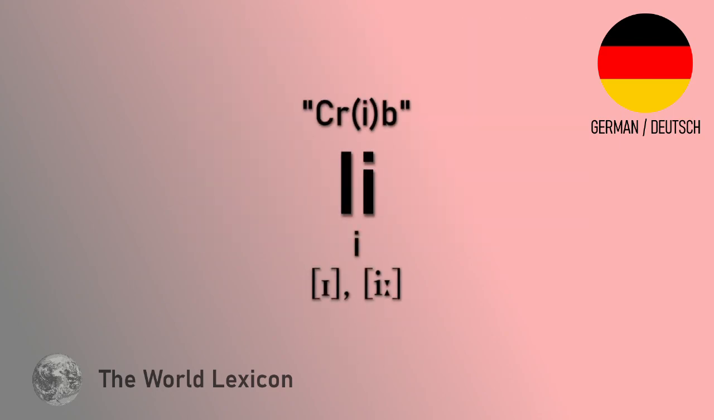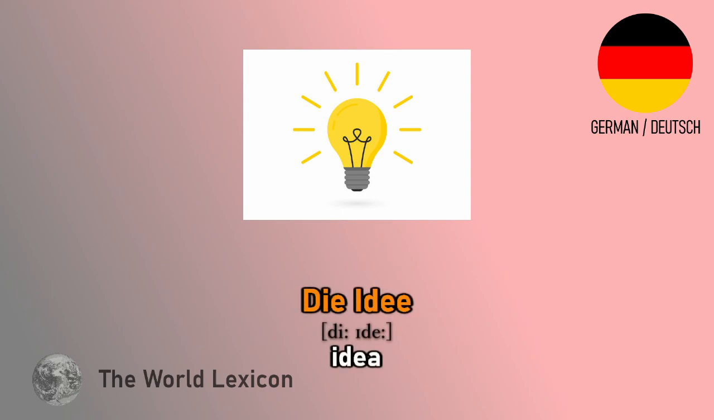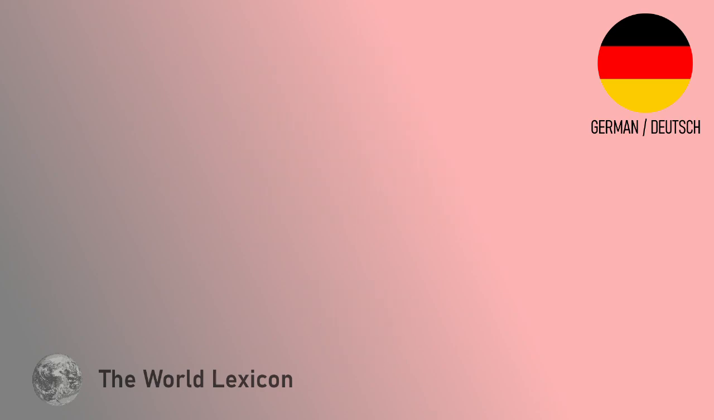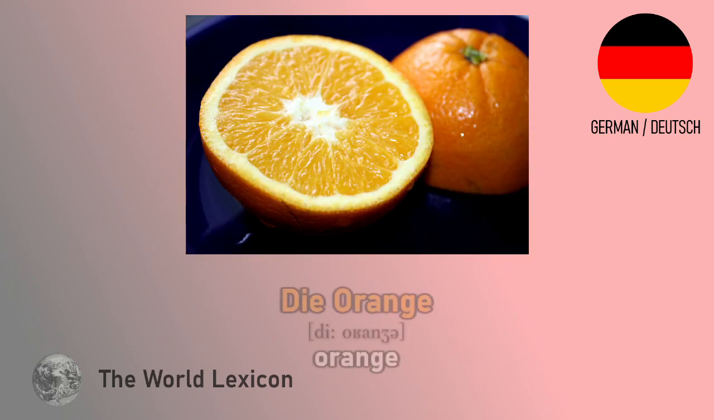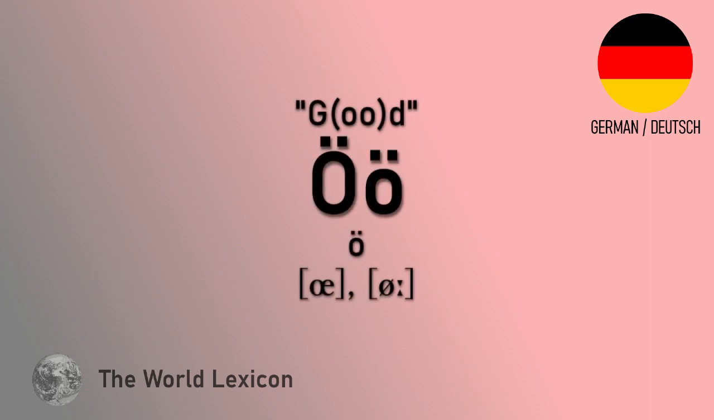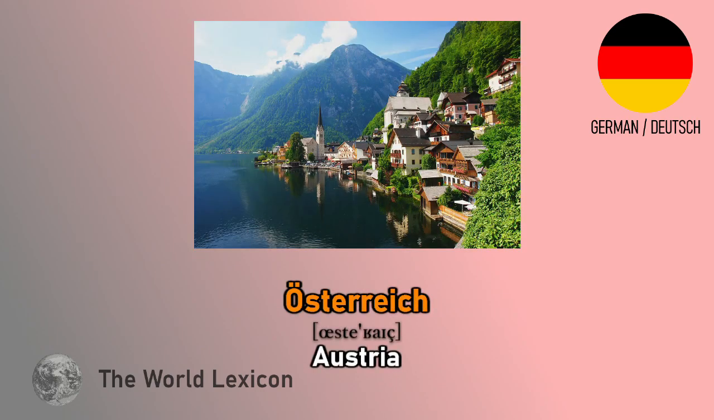Next is e. It's like the I in crib. Die Idee. This is o. Like the O in gross. Die Orange. This is Ü. It's a bit like the double O's in good. Österreich.